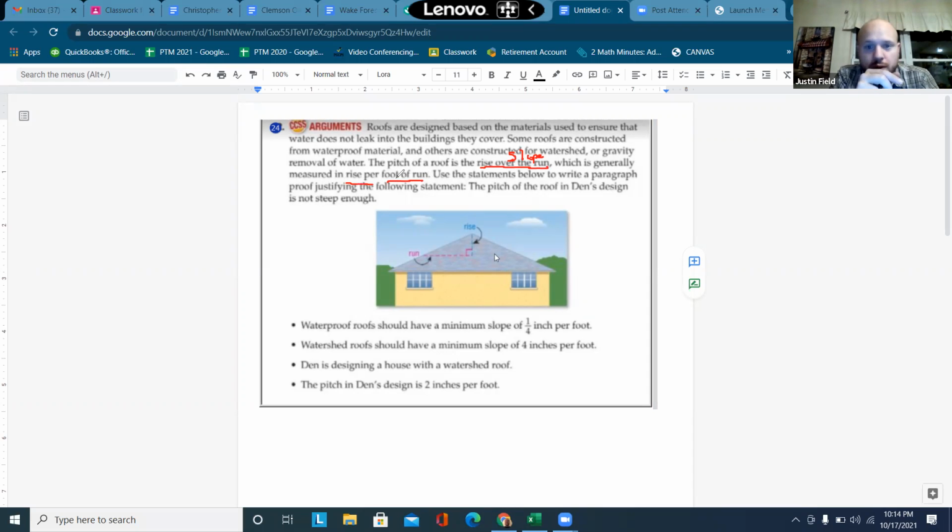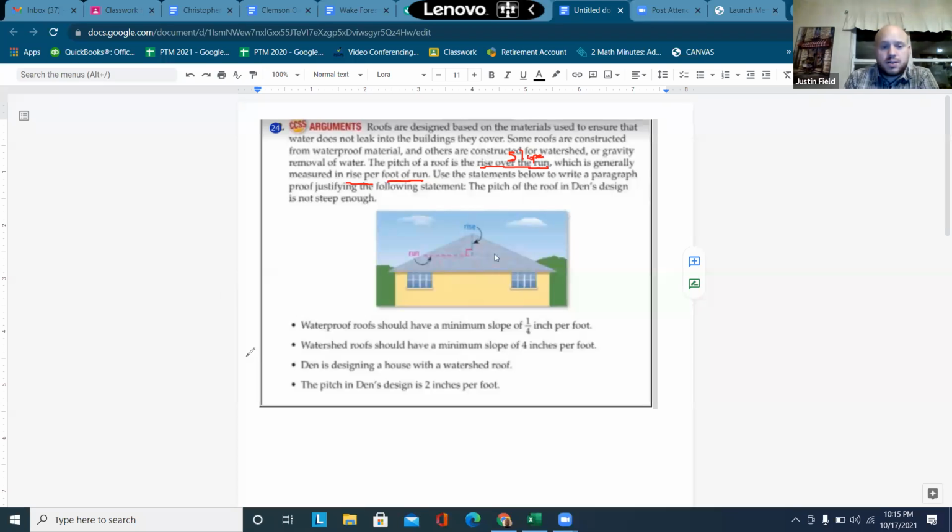Use the statement below to write a paragraph proof justifying the following statement. The pitch of the roof in Dan's design is not steep enough. Well, as I said, we're not doing paragraph proofs on the quiz, but we are doing the postulates. But still, let's look at this question. Waterproof roofs should have a minimum slope of 1/4 inch per foot. Watershed roofs should have a minimum slope of 4 inches per foot. Dan is designing a house with a watershed roof. The pitch in Dan's design is 2 inches per foot.